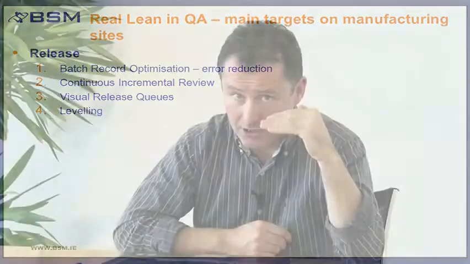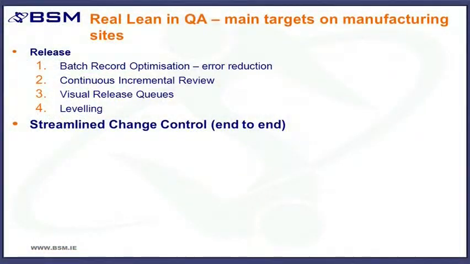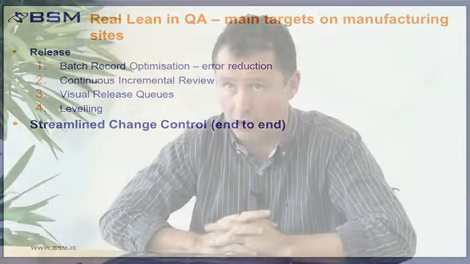Probably the second biggest, or maybe even the biggest sometimes, process within a QA function on a manufacturing site is what I would call change control. When I say change control, I'm talking about the big process, end to end, including validation, including CAPA, the lot. So improving that process, which is something we'll talk a little bit about later on, is very, very common in real lean projects in QA.